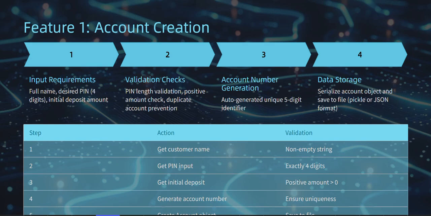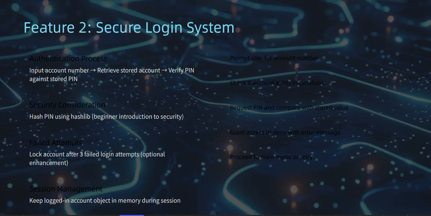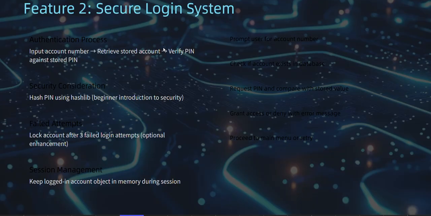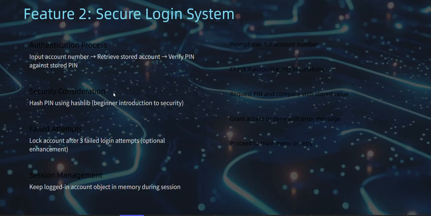Another part is storing the data of the user. The data will be stored as properly serialized account objects and saved in a file in JSON format. Okay, so another is the secure login system: the authentication process, input account number, retrieve data, memory sections, and failed login attempts option in the app. All these things we will go through phase by phase.